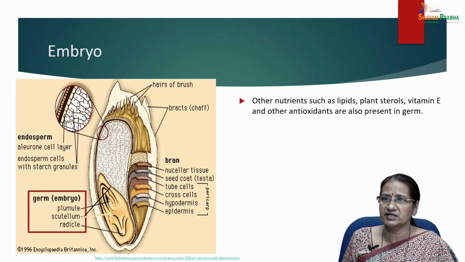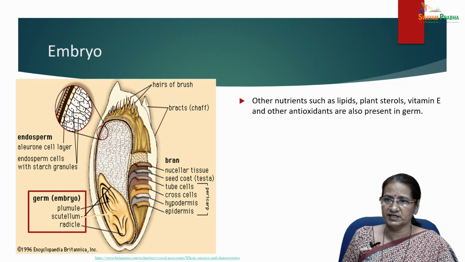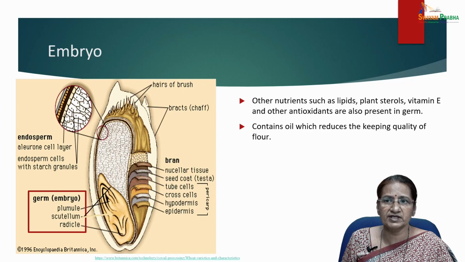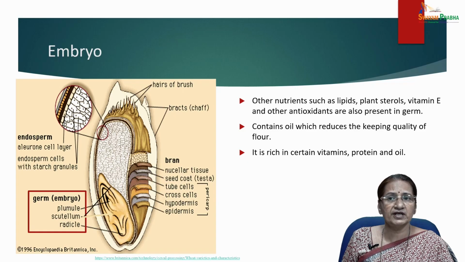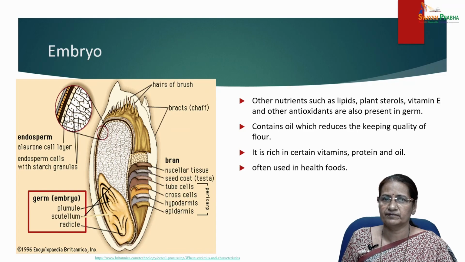Other nutrients such as lipids, plant sterols, vitamin E and other antioxidants are also present in germ. It contains oil which reduces the keeping quality of flour. It is rich in certain vitamins, protein and oil. It is often used in health foods.